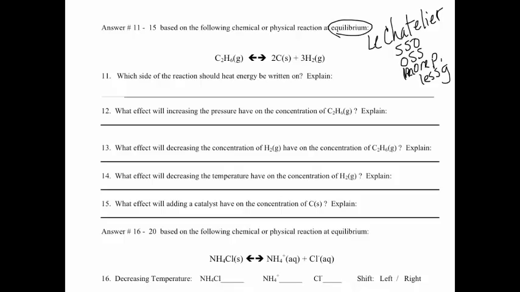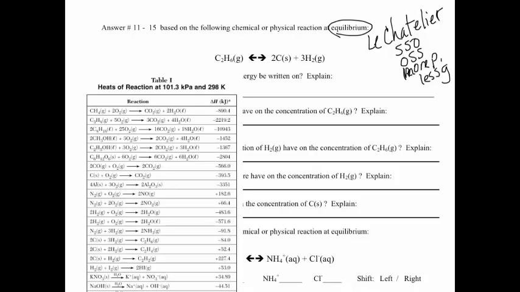All right, number 11. Which side of the reaction should heat energy be written on? So we're going to need table I. And here is table I, and we need to find that reaction, and here it is. I've found it right down here. Is that it? Yep, that's it, but it's backwards.